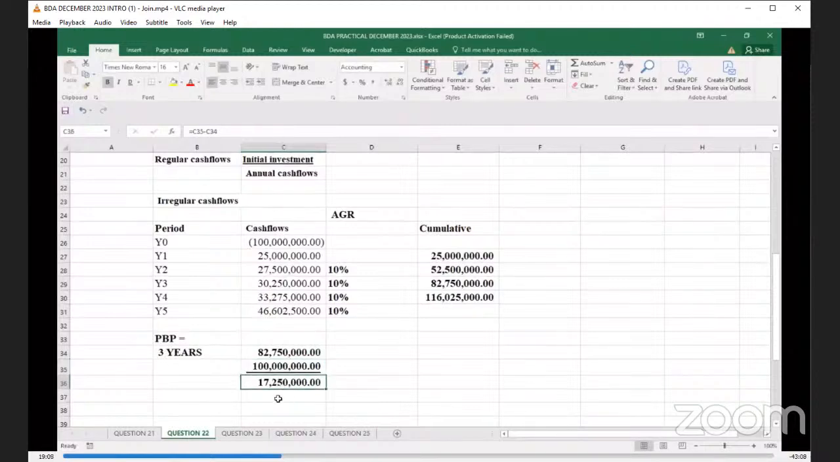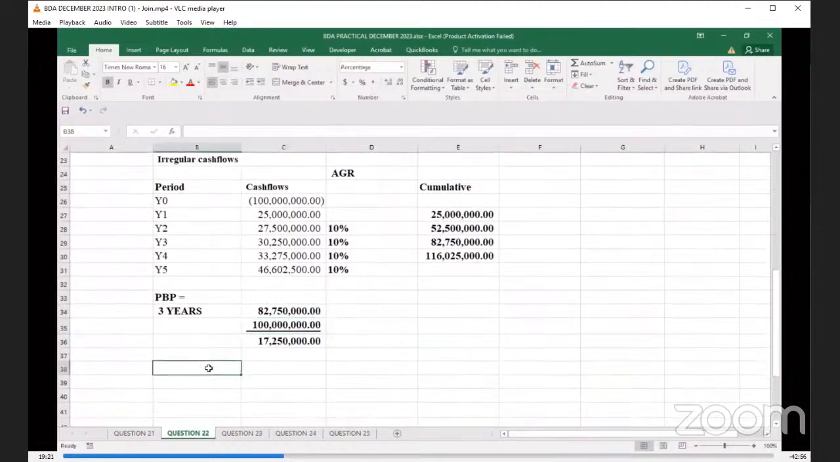So this is what remains to recoup our initial investment of 100 million. And this 17.50, I'm going to earn it in the period of year 4. So we are going to go with the assumption that the 33.75, in this case, will take us 12 months to earn. How long will it take us to earn 17.50?